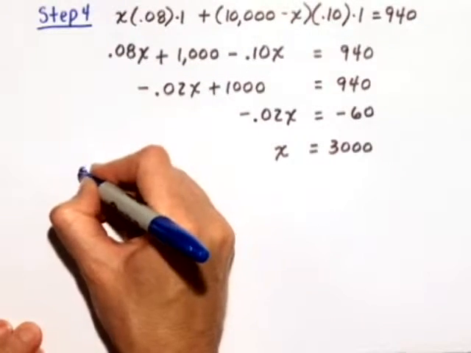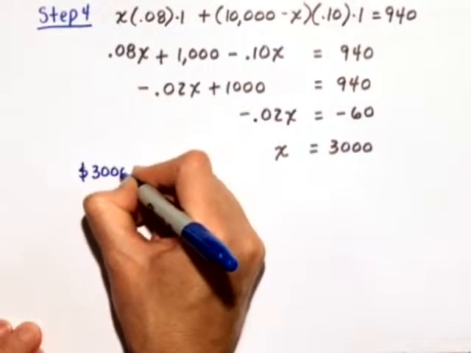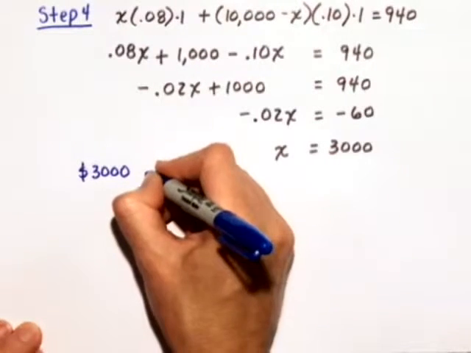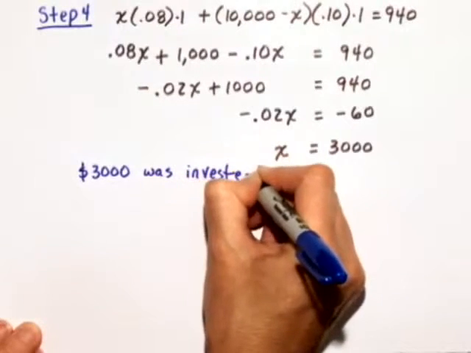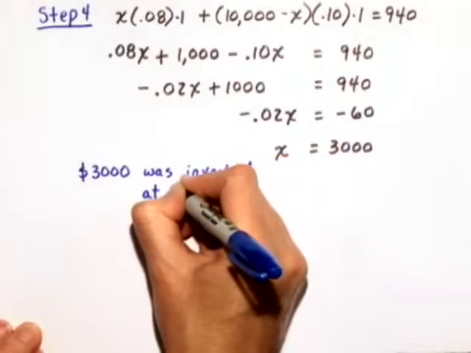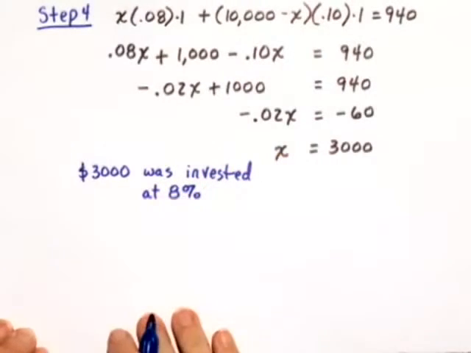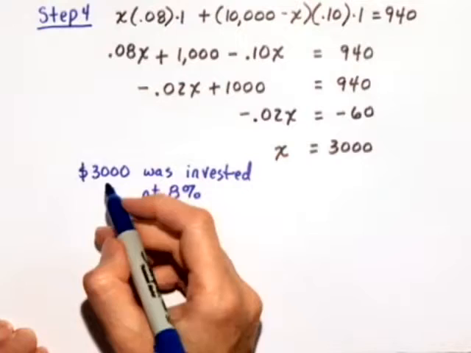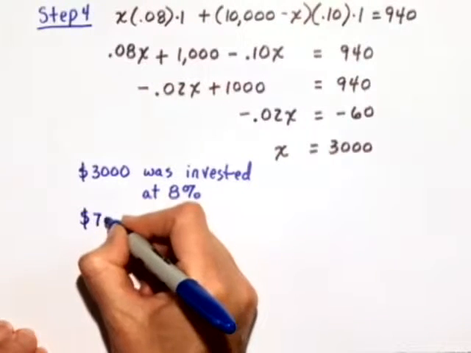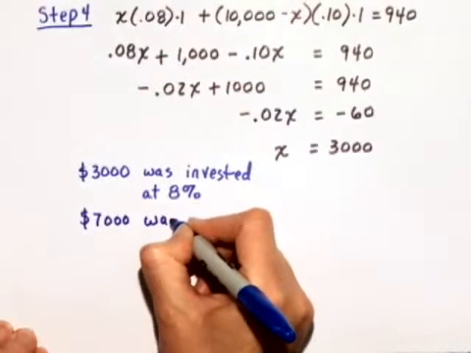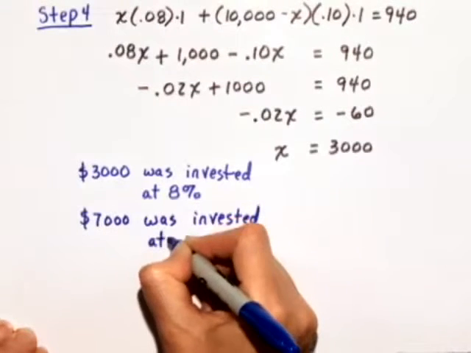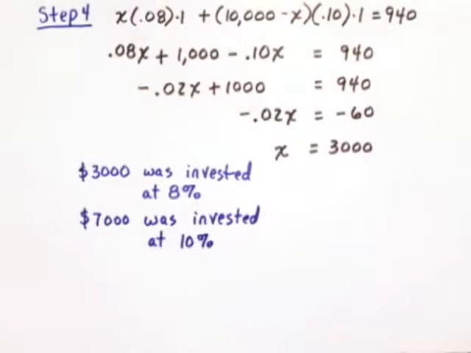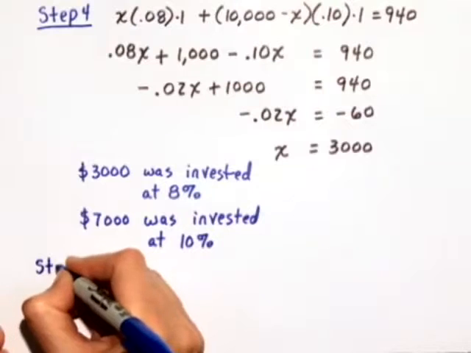So what I can say is, since x is equal to 3,000, $3,000 was invested at 8%. And then I have to take 10,000 and subtract 3,000, and I'll get a total of $7,000 was invested at 10%. Now, it's a good idea in step 5 just to check our work.